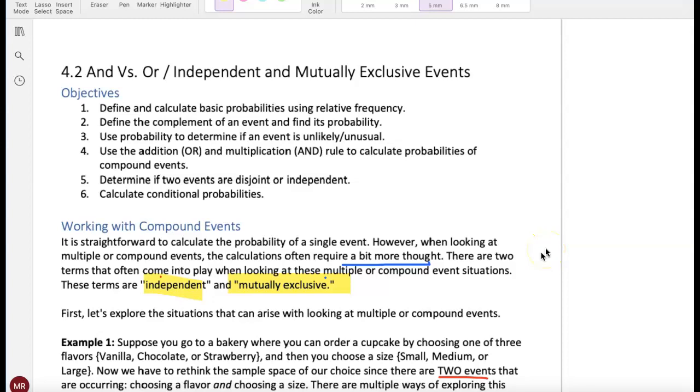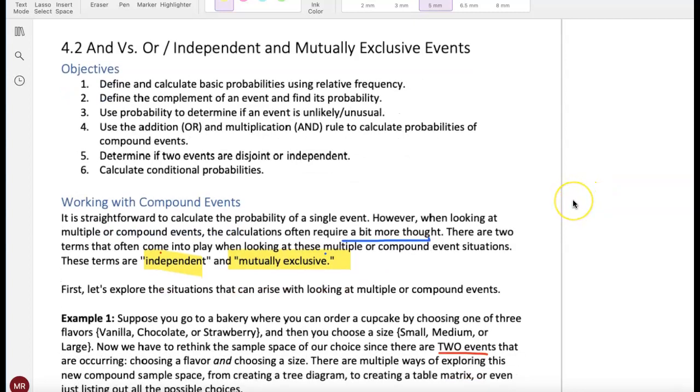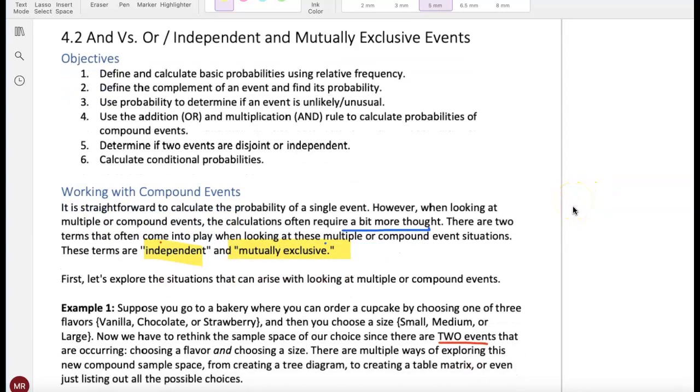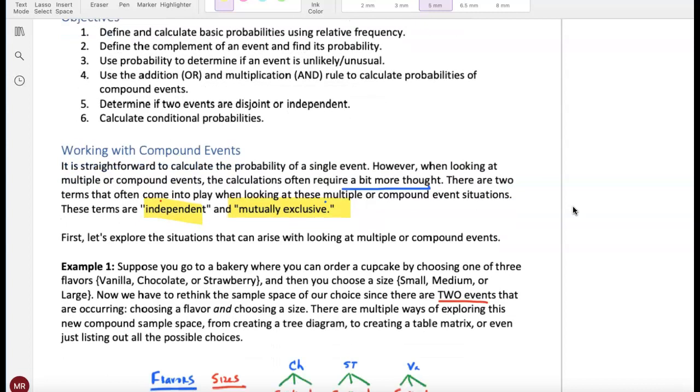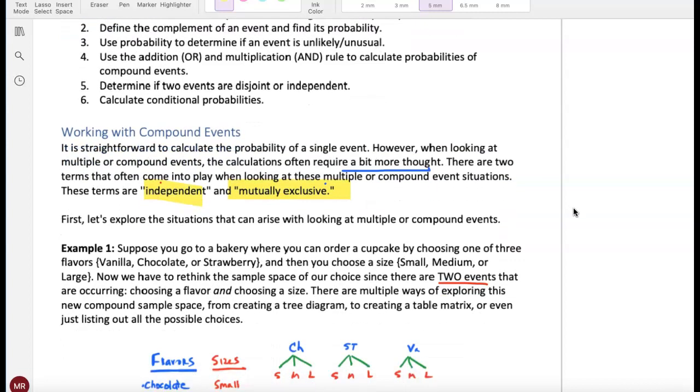Move on to Module 4.2, this is where we start to calculate probabilities for what we call compound events. Events where there is more than one event occurring at a time. Another way to analyze compound events is whether they are independent and mutually exclusive. Does one event affect the other in some way? So something to think about as we proceed with this section.